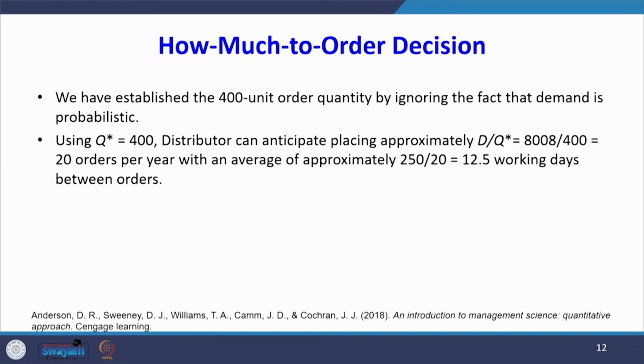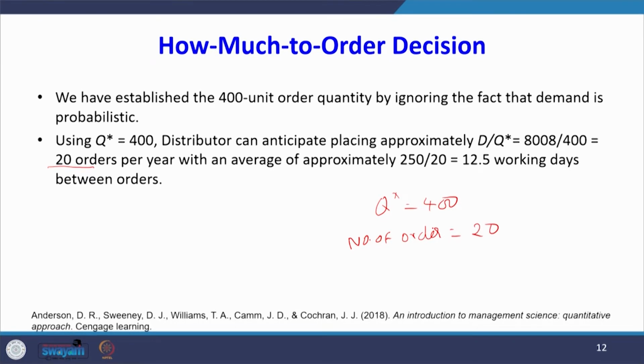So, we have established that 400 units order quantity by ignoring the fact that the demand is probabilistic. Using Q star, the optimal order quantity equal to 400, the distributor can anticipate placing approximately how many orders? D by Q. So, D is 8008, Q star is 400. So, he will be making 20 orders per year. So, we got the number of orders.